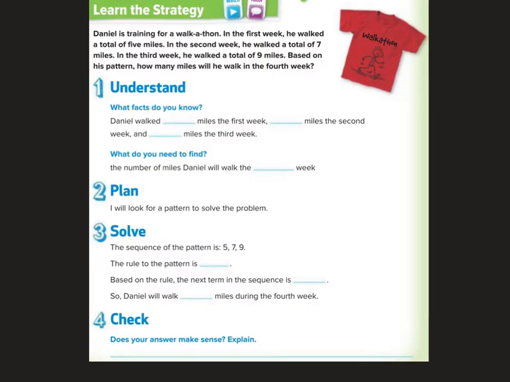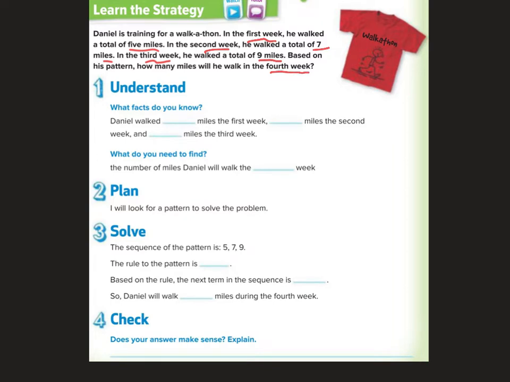All right, let's look at our first example here. Daniel is training for a walkathon. Wow, we're training for walkathons. In the first week, he walked a total of 5 miles. The second week, 7 miles. In the third week, he walked 9 miles. Based on his pattern, how many miles will he walk in the fourth week?